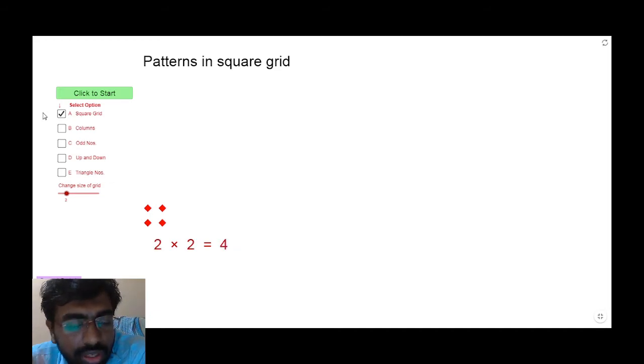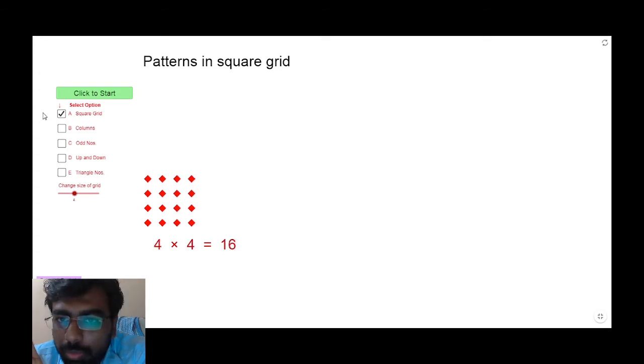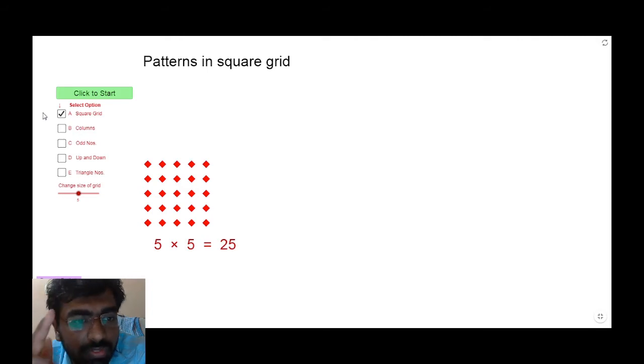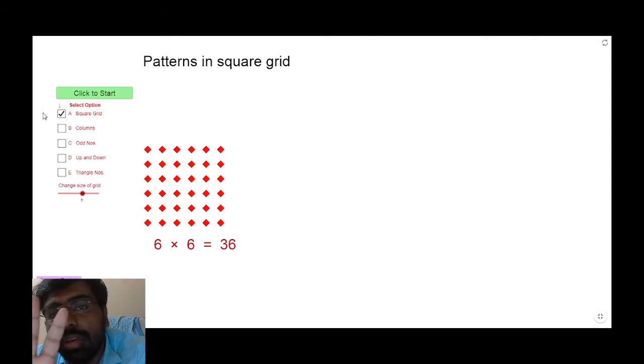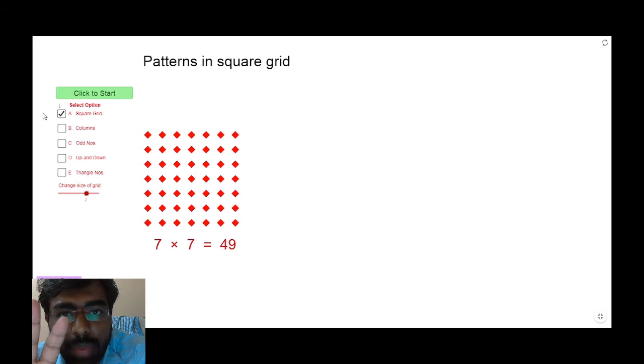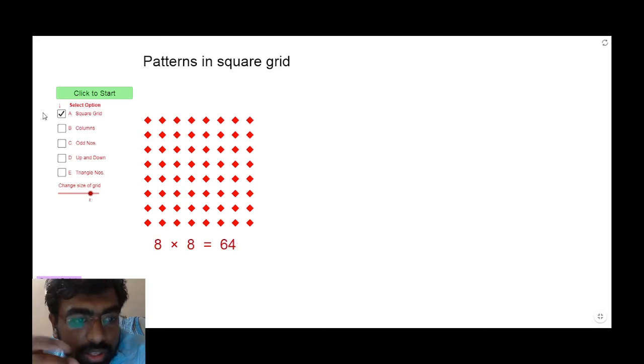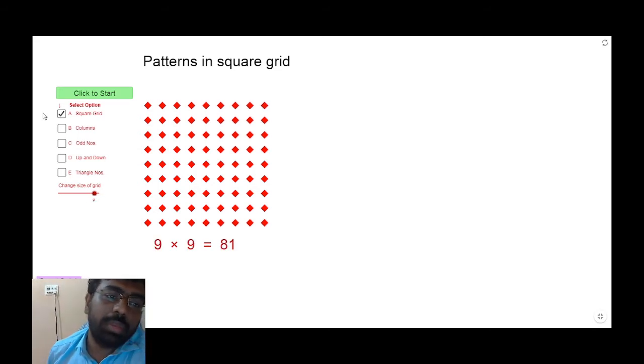One is square grid, second is columns, third is odd numbers, fourth is up and down, fifth is triangle numbers. Out of this, square grids and columns will be more or less the same, so it is more than enough to choose any one of them. So you will be giving an observation for 4 different varieties of patterns for this particular experiment. All right, now let me come to the point.